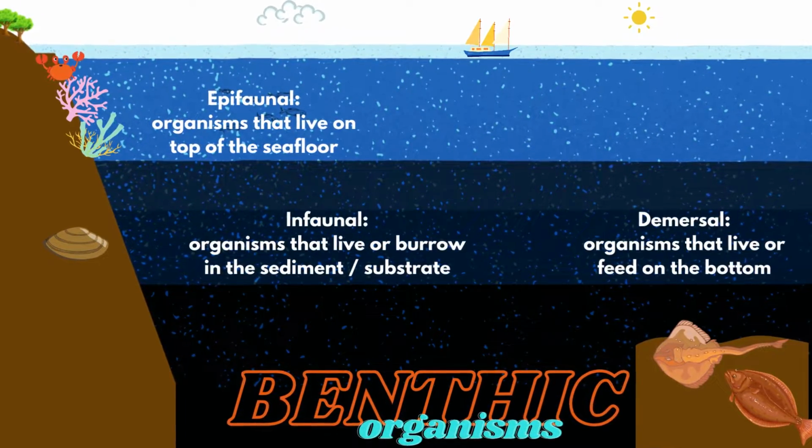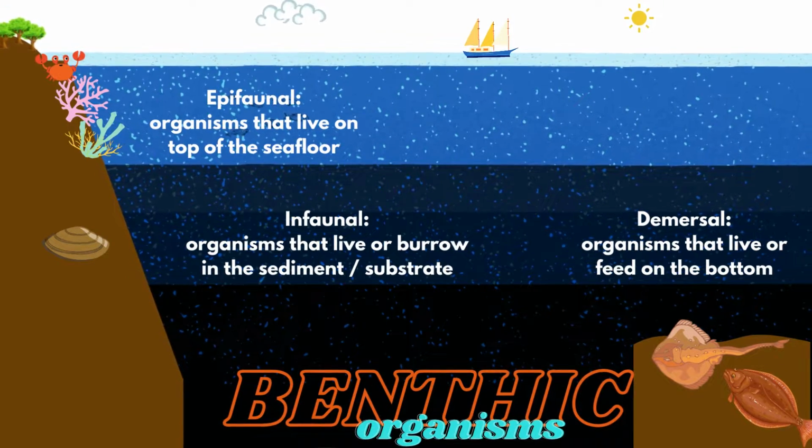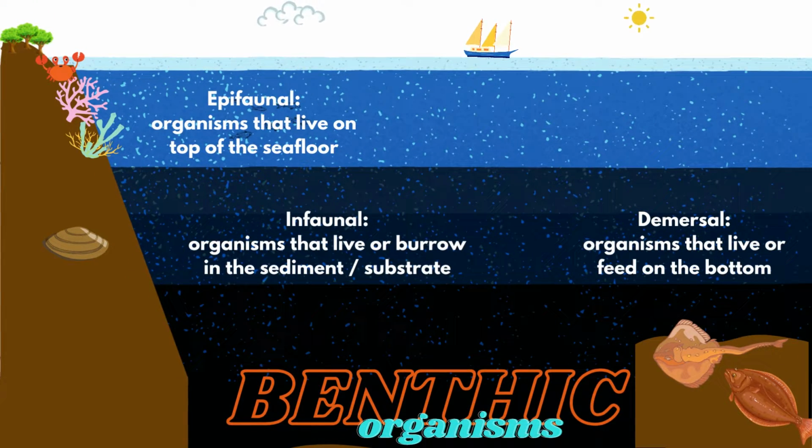Benthic organisms, or benthos, is the community of animals and plants associated with the sea floor. On the top right, you can see epifaunal organisms. Epi meaning at the top, and faunal organisms or plants. So the epifaunal organisms live on top of the seafloor. This includes things like crabs, lobsters, sea urchins, and more. Infaunal organisms are organisms that live or burrow in the sediment or substrate. These include things like clams, tube worms, and even burrowing crabs.